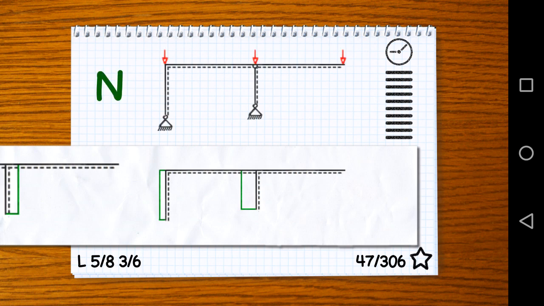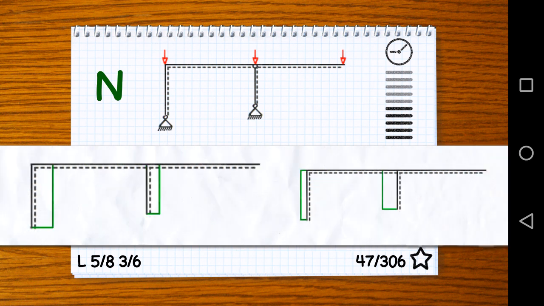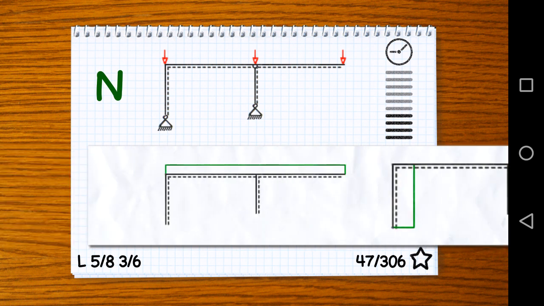The middle value was 1 because we had a jump at the node. They couldn't have a value of the moment at the node. It needs to be 0 there. The left part, the overhang here of the horizontal element, is not under compression, so it needs to be 0. So this left answer here is wrong.